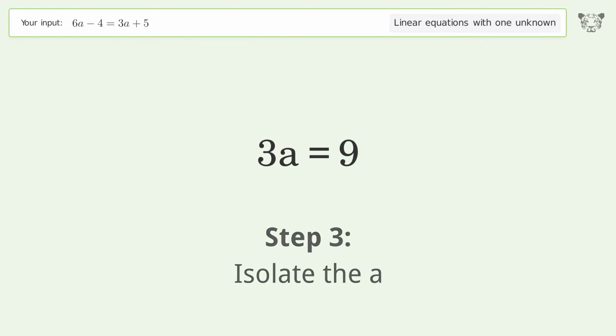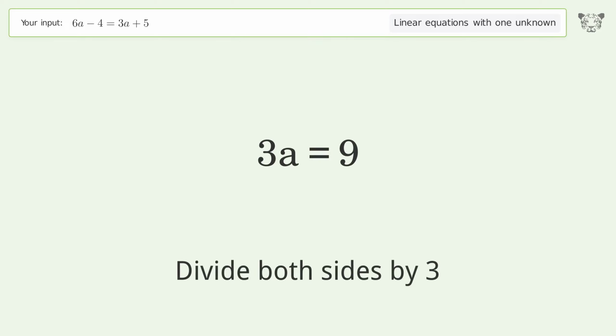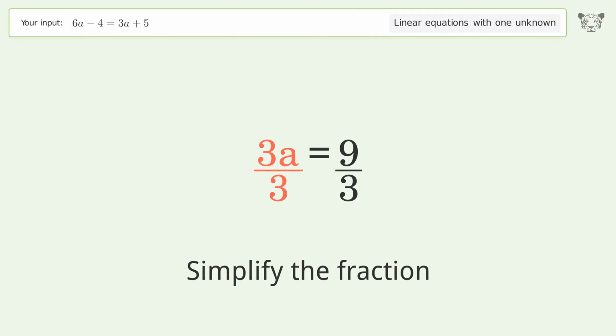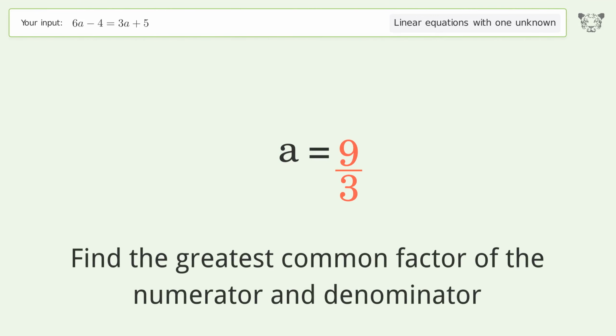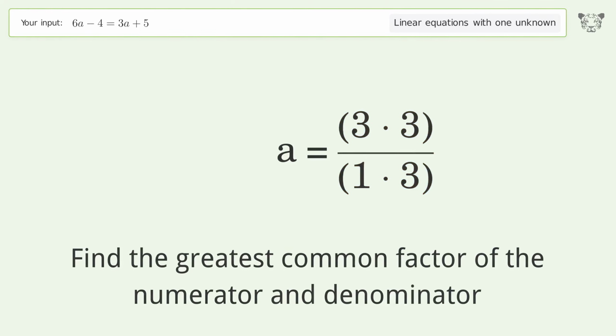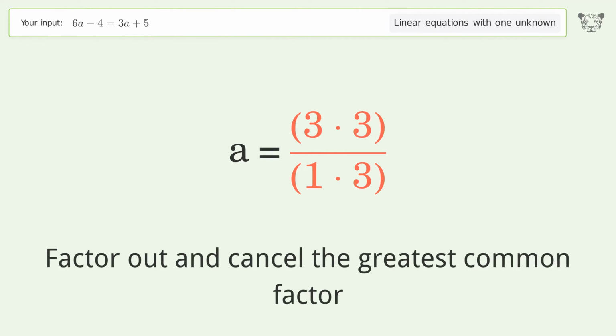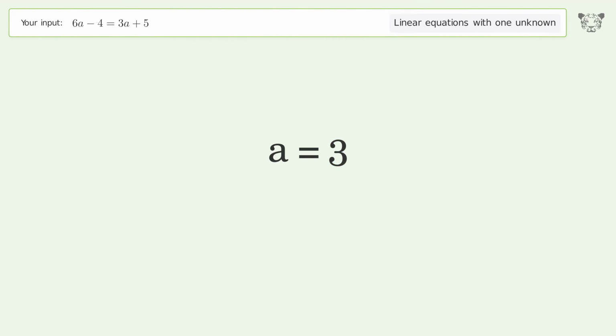Isolate the a. Divide both sides by 3. Simplify the fraction. Find the greatest common factor of the numerator and denominator. Factor out and cancel the greatest common factor. And so the final result is a equals 3.